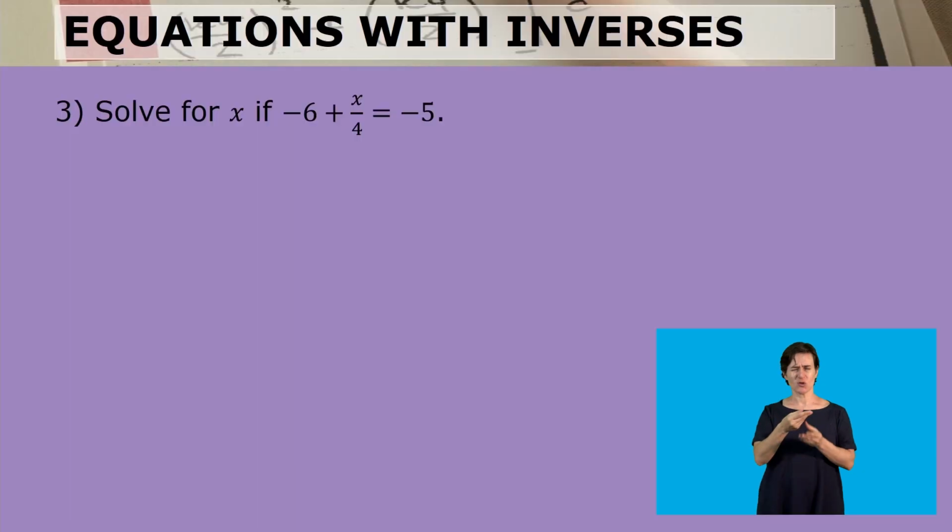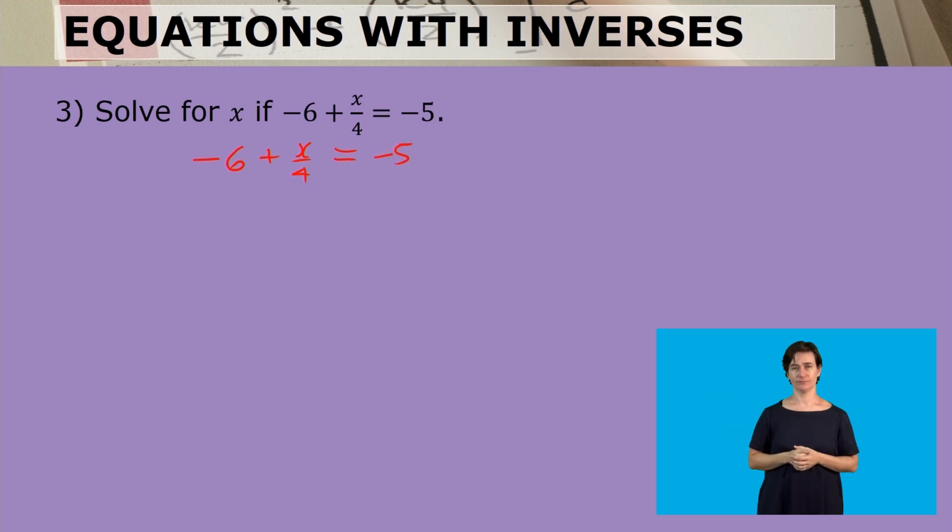Solve for x if negative 6 plus x divided by 4 equals negative 5. And again, I need you to think of a number that when it's divided by 4 and added to negative 6, it should give us negative 5. What number is that? And then let's work it out mathematically. We have the expression. Let's write it out. Equals negative 5.